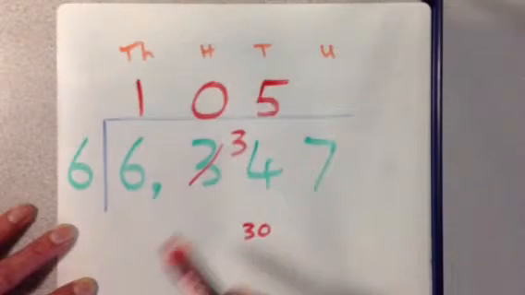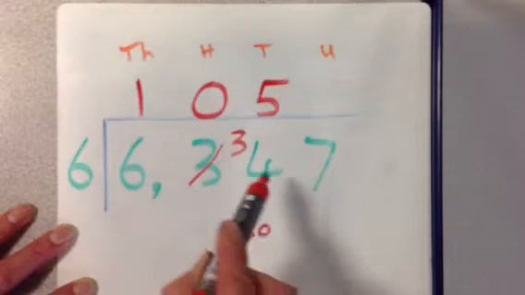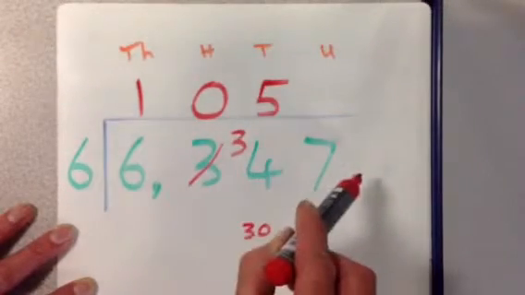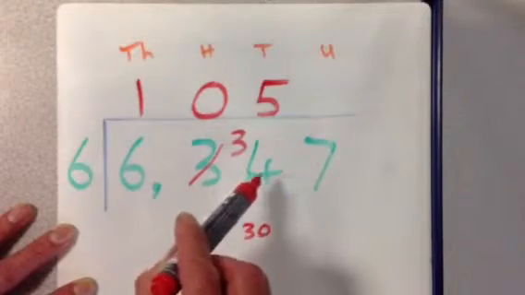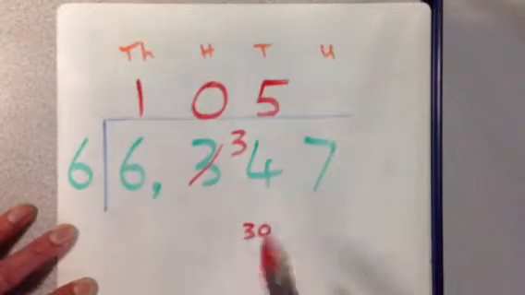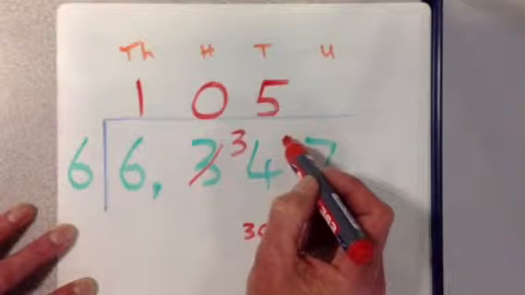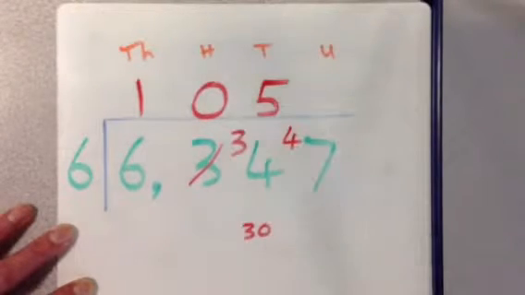I'm in my tens column. That 4 exchanges over here. Sometimes with the younger children we say swap or trade, but exchange is the correct word to use. And so those 4 tens become 40 units, making me 47 units altogether.